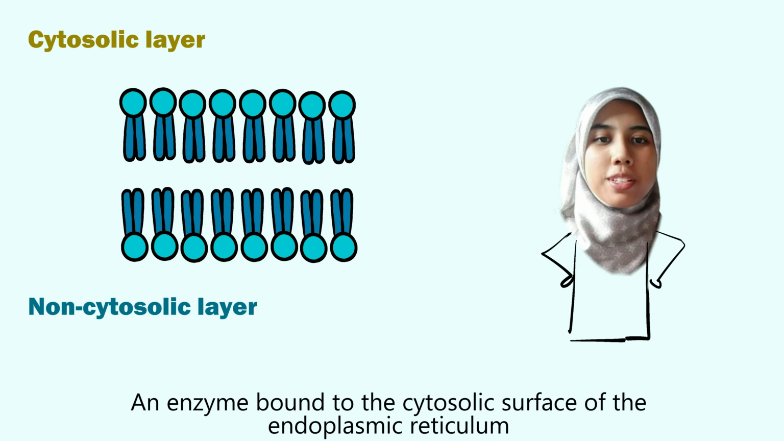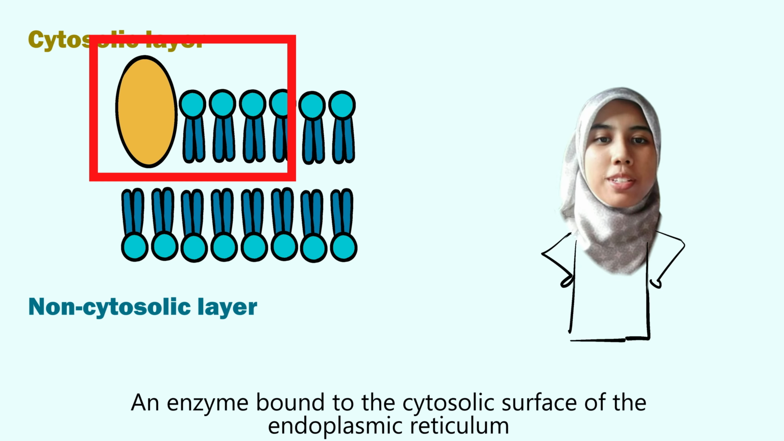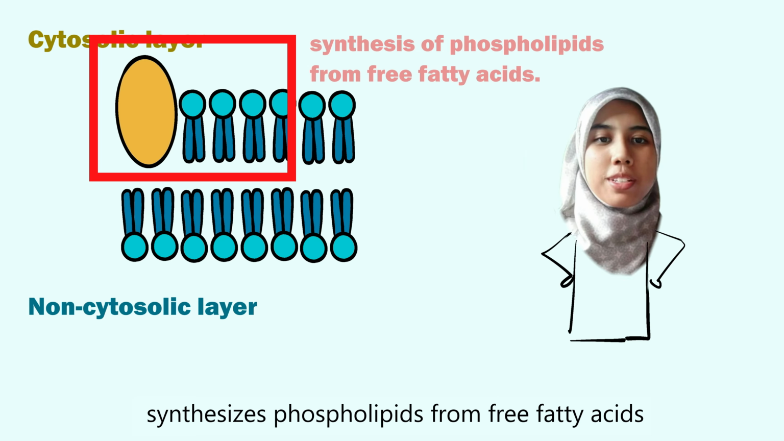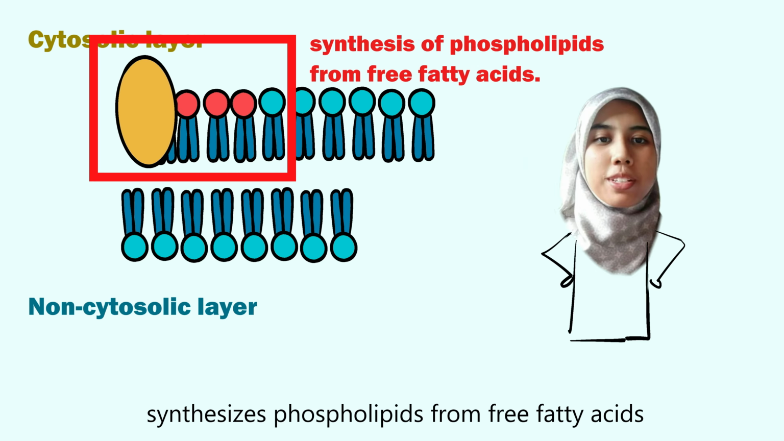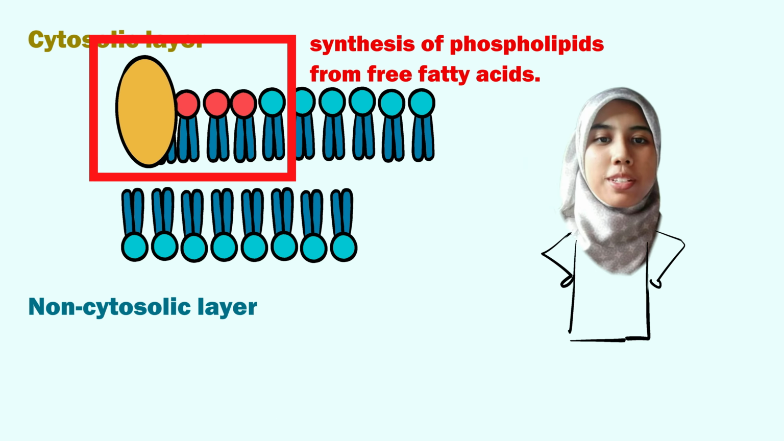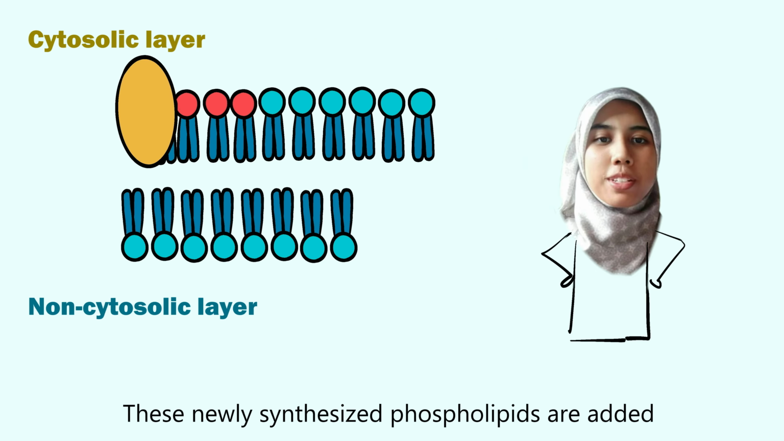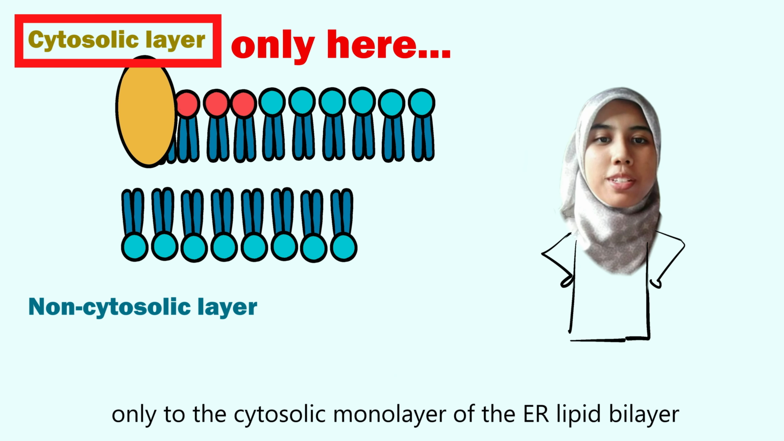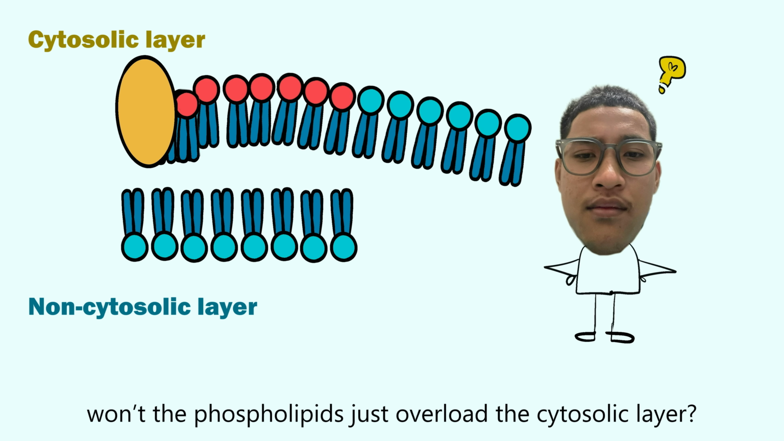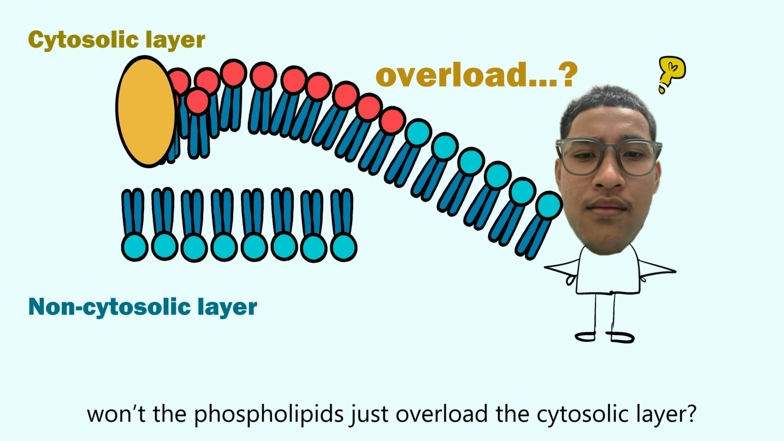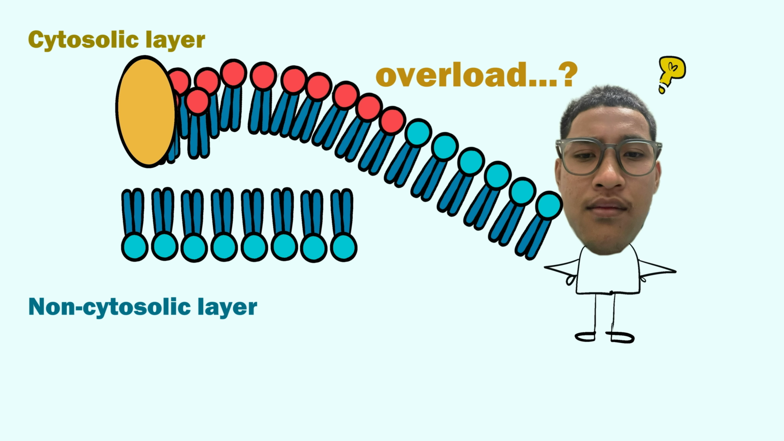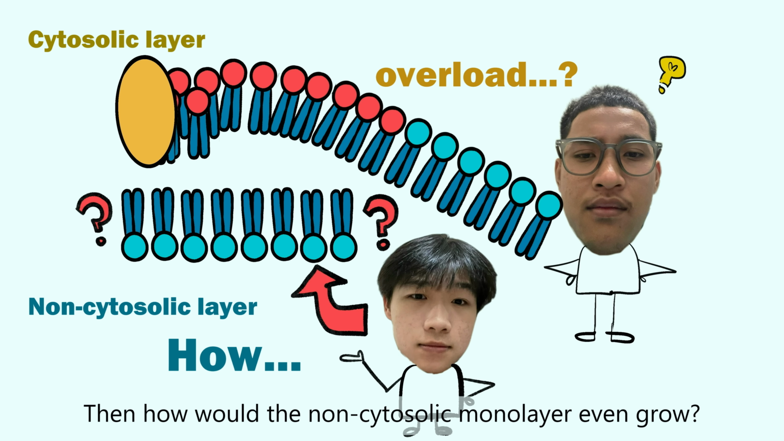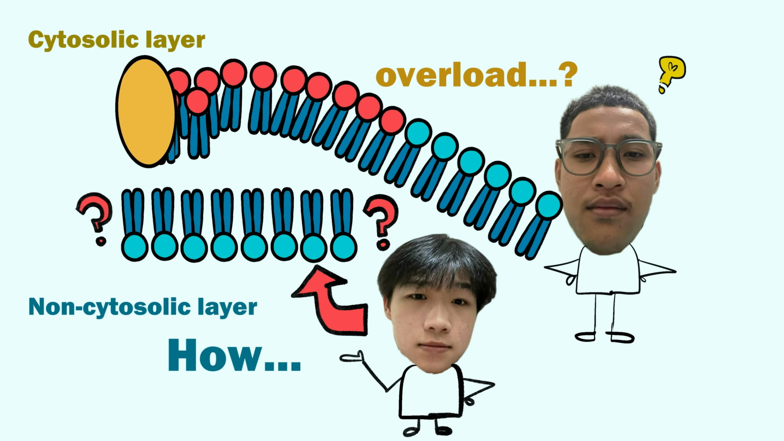An enzyme bound to the cytosolic surface of the endoplasmic reticulum synthesizes phospholipids from free fatty acids. These newly synthesized phospholipids are added only to the cytosolic monolayer of the ER lipid bilayer. Wait, won't the phospholipid just overload the cytosolic layer? How would the non-cytosolic monolayer even grow? That feels unfair.